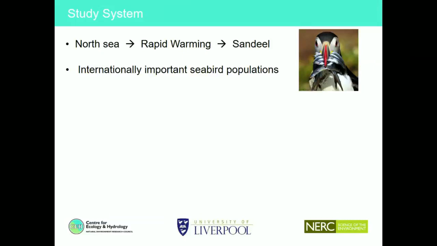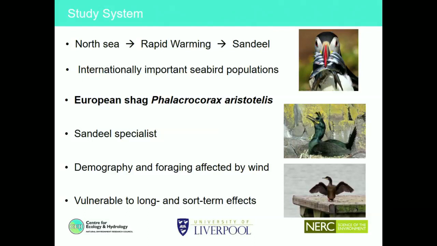One such population is the European shag, which is the bird I study. Previous assessments in the 1980s considered it to be a sand eel specialist, but shag foraging and demography is severely affected by wind conditions. So therefore, shags are potentially affected by both long-term mean environmental change and short-term weather effects. So a good species in which to test some of these questions that I'm interested in.